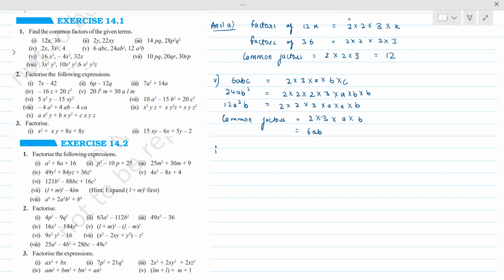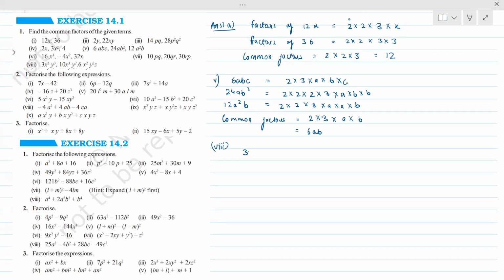Let's do the ninth part, x square yz plus xy square z. Okay, this was answer 2, fifth part. Wait, this was answer 1, fifth part. I got confused on that. From answer 1, let's do the 8th part.